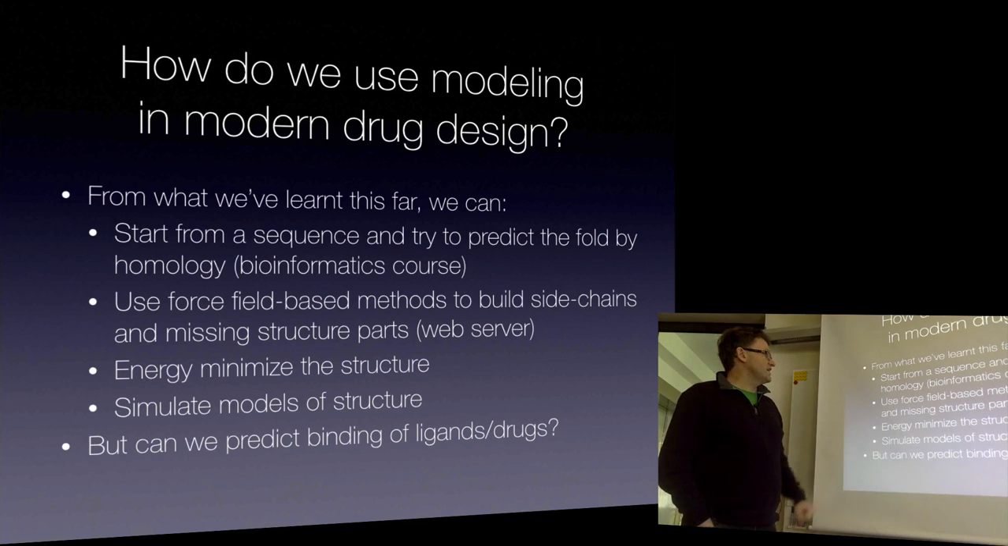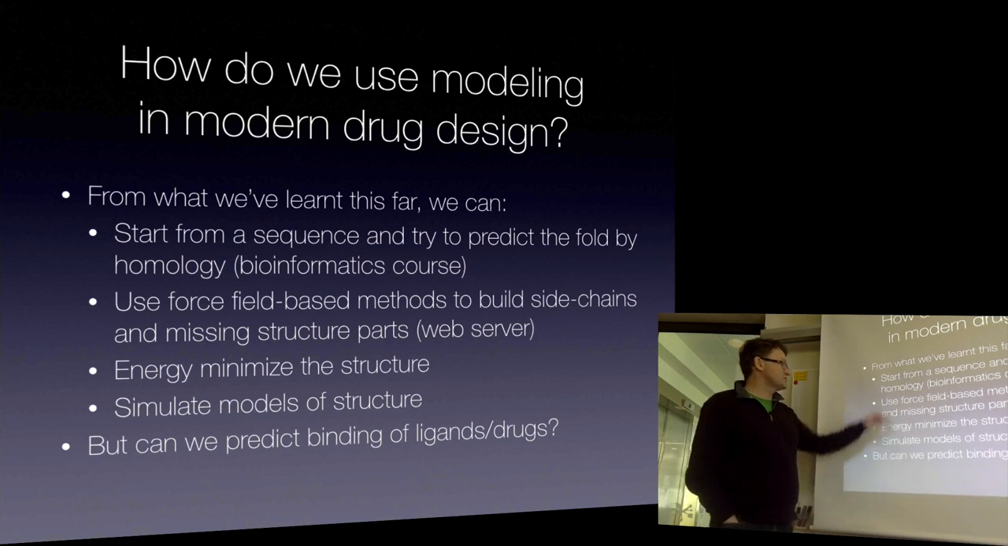And then you could hopefully energy minimize the structure. You could also simulate a model of this structure, assuming that it's really good. And as I told you, if this side chain packing is almost perfect, you can get a beautiful low energy model here. Another alternative could, of course, be to just fold your protein in a computer.